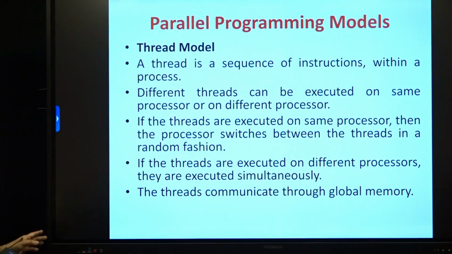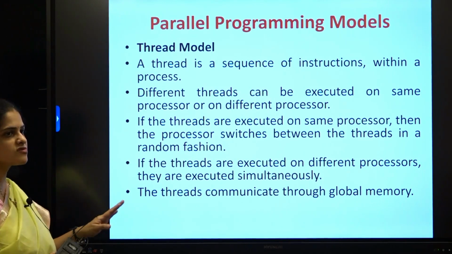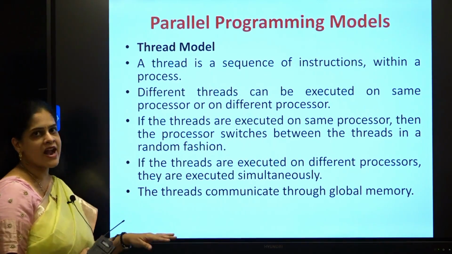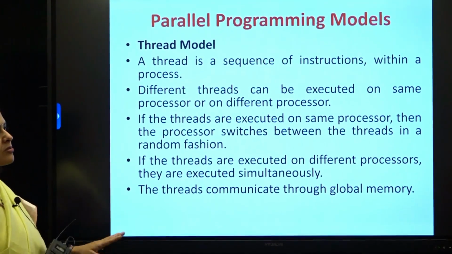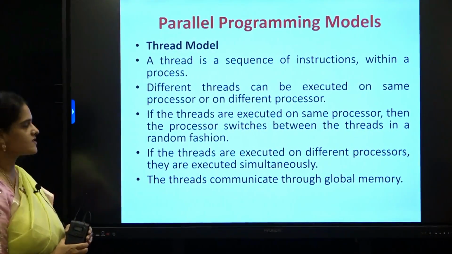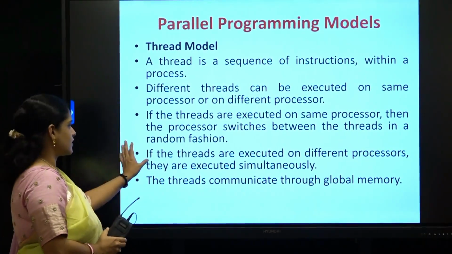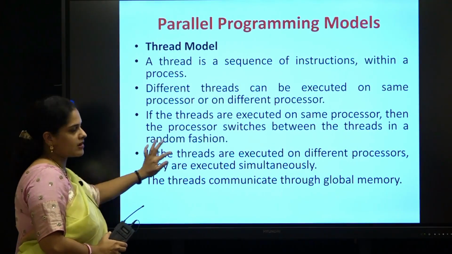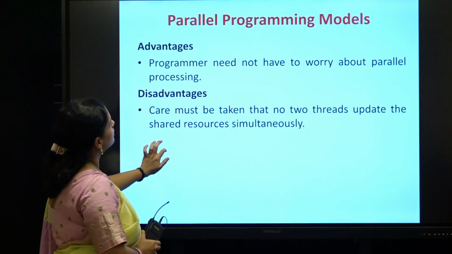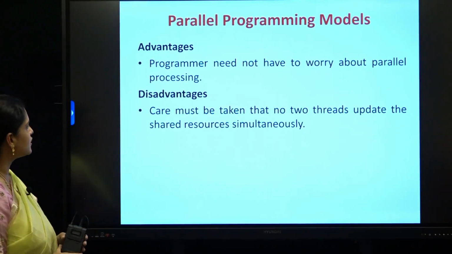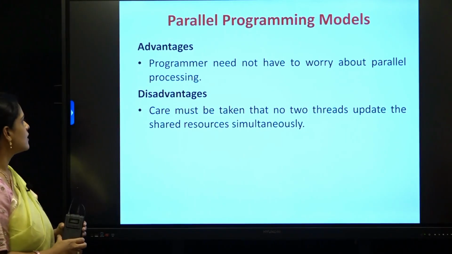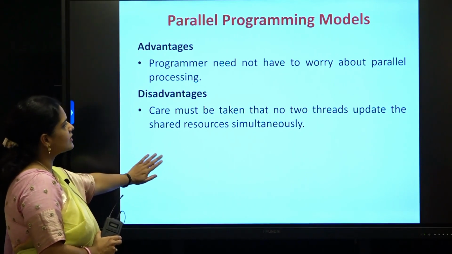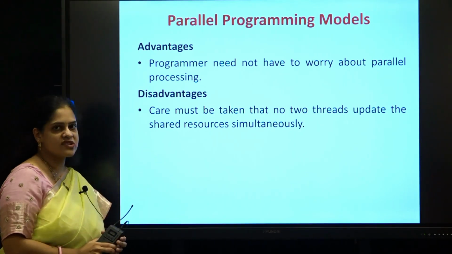If the threads are executed on the same processor, then the processor switches between the threads in a random fashion. If threads are executed among different processors existing in the system, they are executed simultaneously. These threads communicate by means of a global memory. Coming to the advantages, the programmer need not worry about the parallel processing. And disadvantages, we have to take care that no two threads update the shared resources simultaneously.